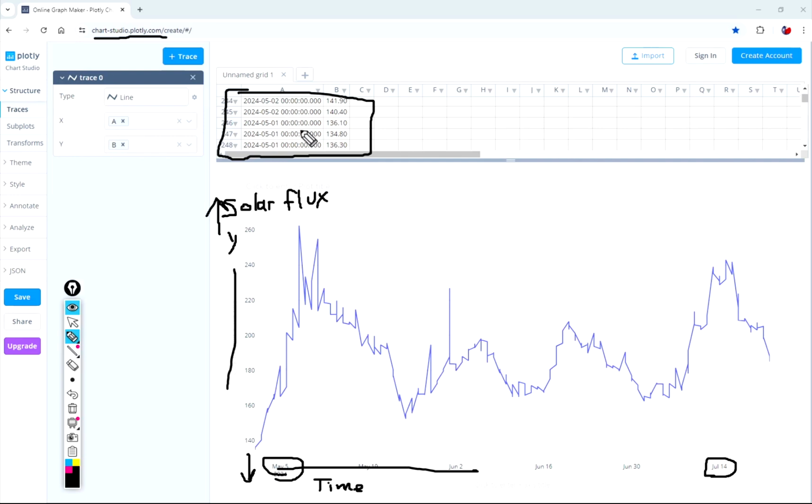So I took the data and plotted it in here. This column B is the solar flux. This is the date that solar flux was read. There are 3 readings per day, so that's why you see this jagged graph, the way the data is plotted.